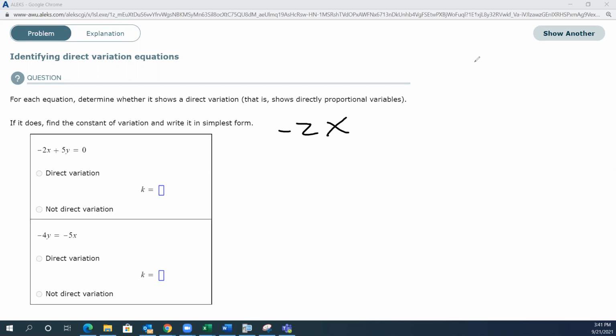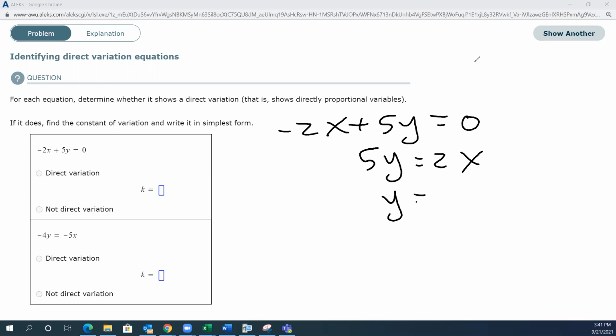So we've got negative 2x plus 5y is 0. So 5y is 2x and y is 2/5 x. Now, if the y-intercept is 0, if there's just nothing there, then the correct answer is yes, we've got direct variation. And the k value, called the constant of variation, is just the slope.